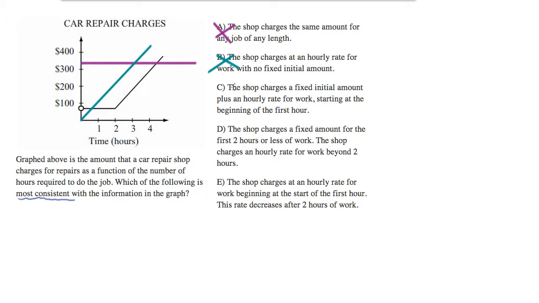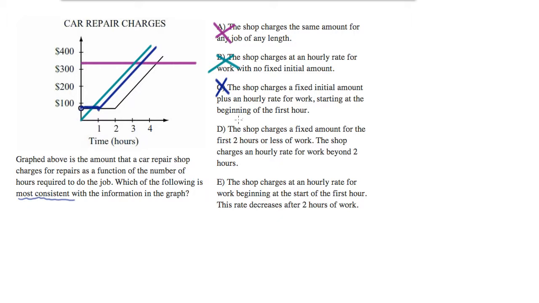C says the shop charges a fixed initial amount plus an hourly rate for the work starting at the beginning of the first hour. So now we're starting to get somewhere. We've got a fixed initial amount. Let's assume that that's this amount. And then starting at the first hour, they begin an hourly rate for the work. Well, here's where we have a problem, because if I then start charging hourly, my chart would look more like this. So that actually doesn't work either.